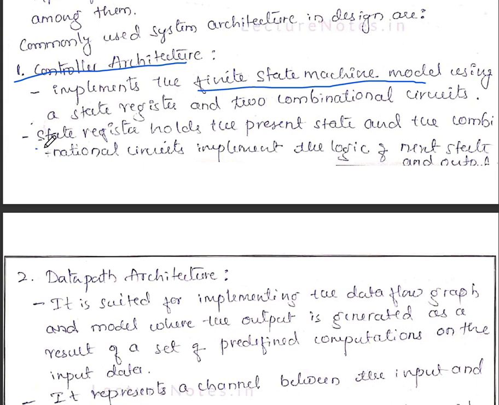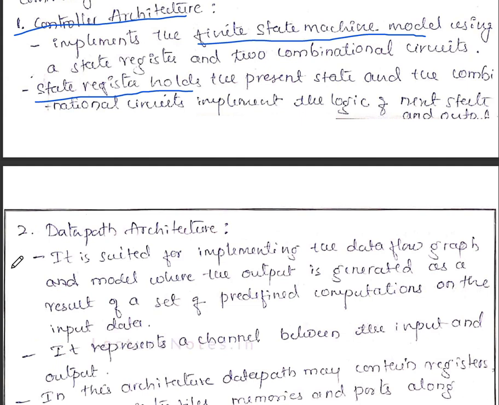It also has a state register that holds the present state and the combinational circuit implementation. The next type of architecture is the data path architecture. It represents a channel between the input and the output, and it is mainly represented using the data flow graph.